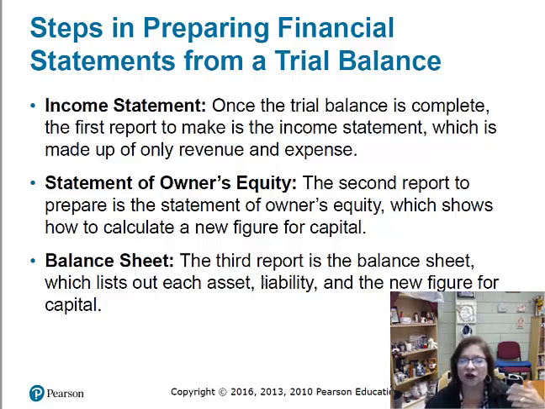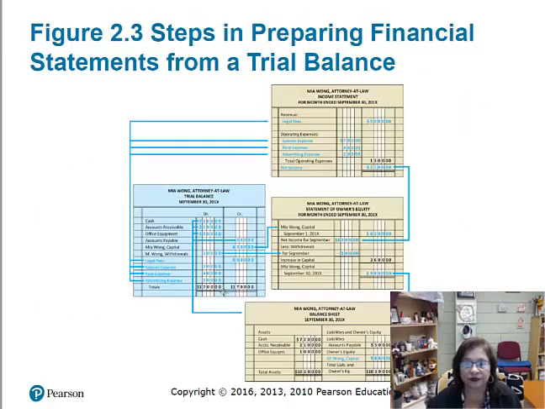Then on the balance sheet, you have each asset, liability, and the new figure for capital, should there be a new figure for capital. Okay? So this is what it looks like. This is something that is in your book and that you need to remember also, okay? That you have your trial balance and each account, all the arrows show you where it goes into the income statement. Again, your revenues and your expenses go into the income statement so that you can determine whether or not you have made money or not. Then this net income comes into the owner's equity for the month, okay?